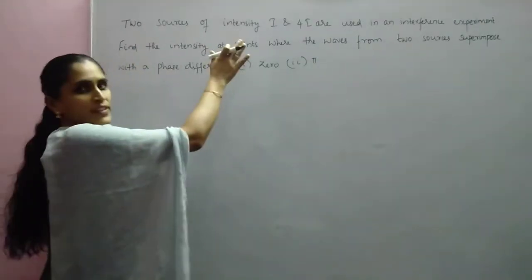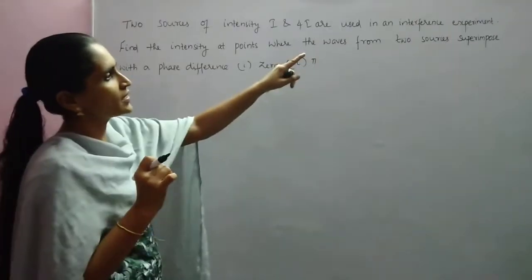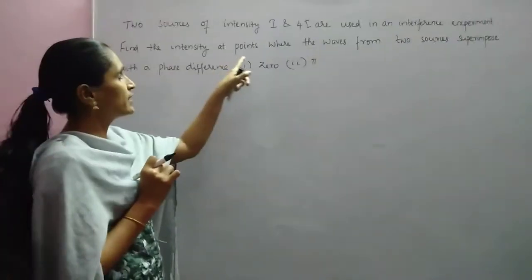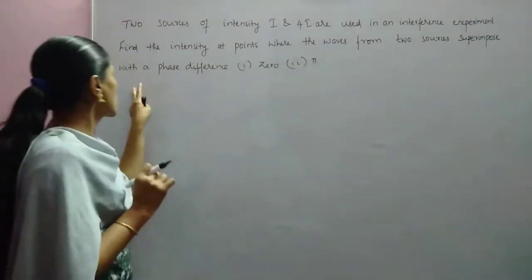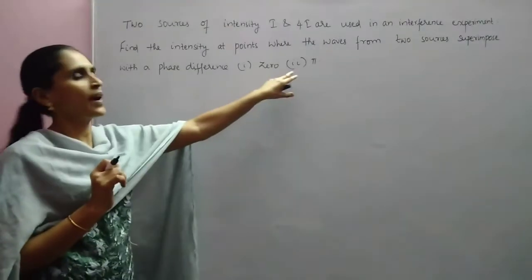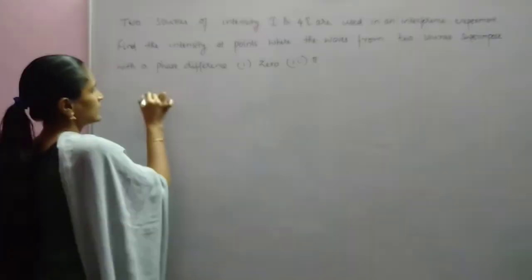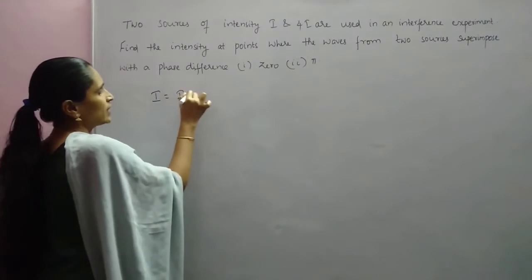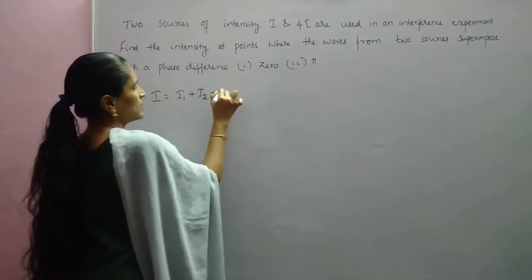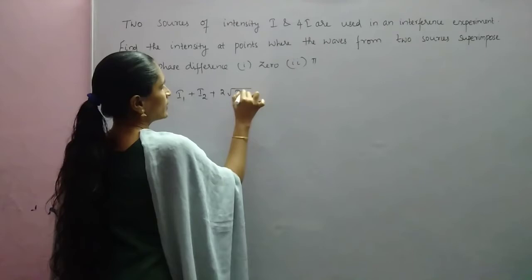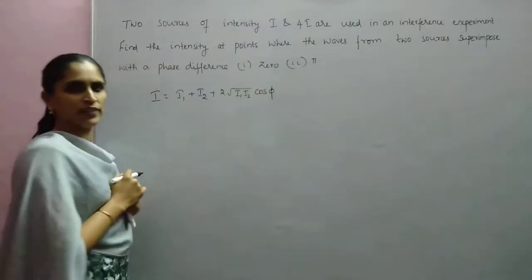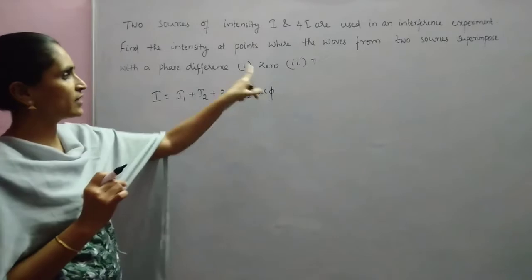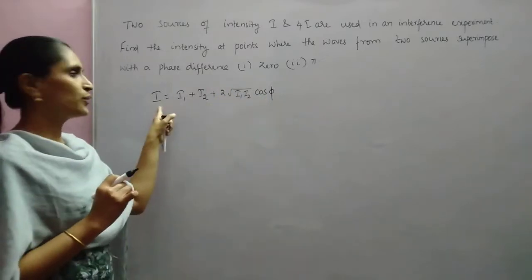Two sources of intensity I and 4I are used in an interference experiment. Find the intensity at points where the waves from the two sources superimpose with a phase difference 0 and pi. So here, how to find? The resultant intensity is given by I1 plus I2 plus 2 root I1 I2 cos phi, where phi is the phase difference between the waves. I1 is given, I2 is given, phi is also given. We have to find I.